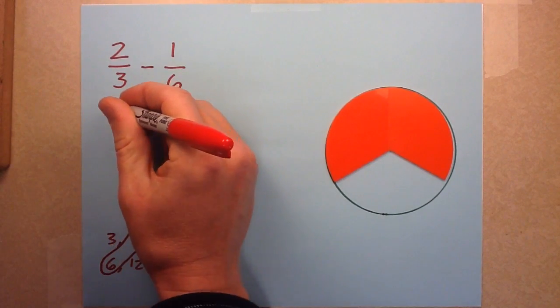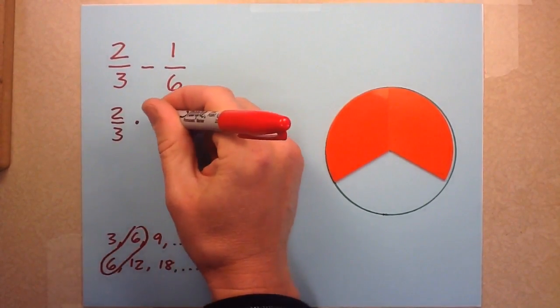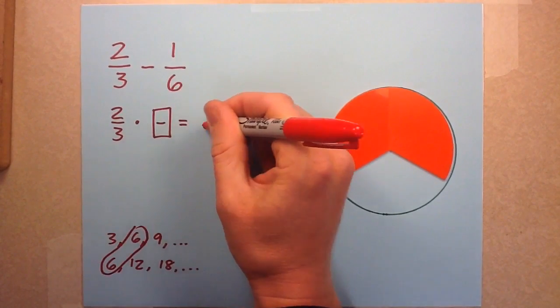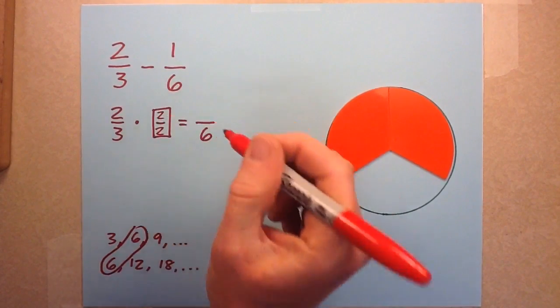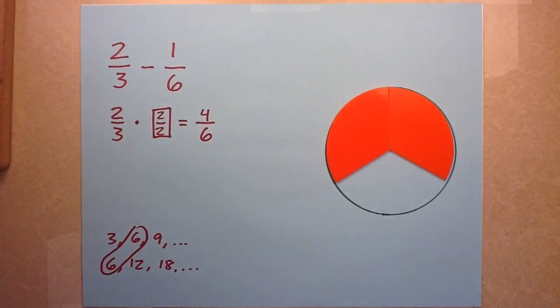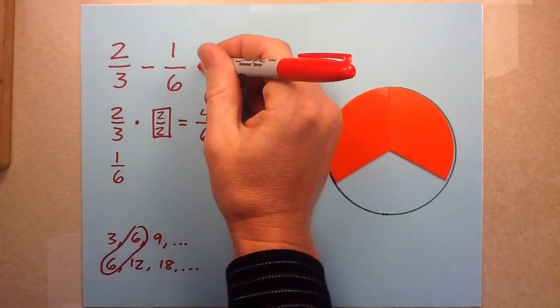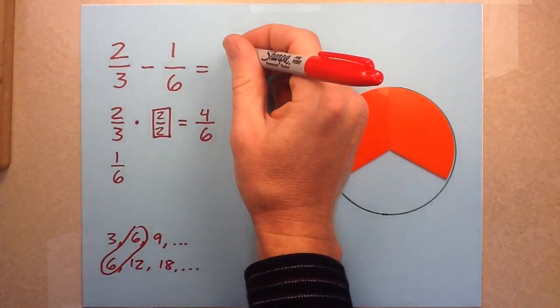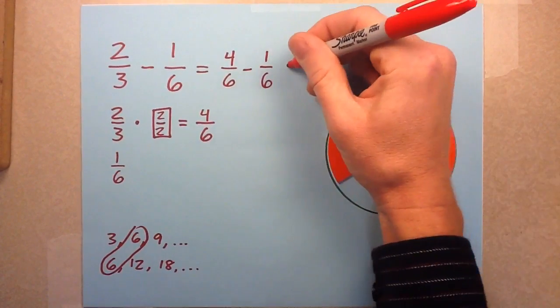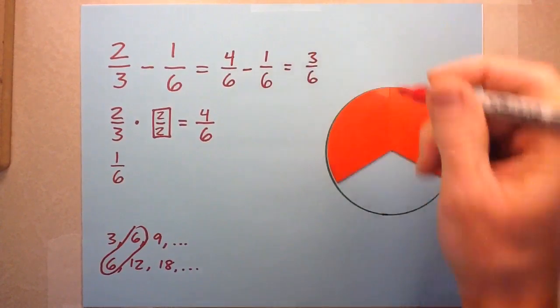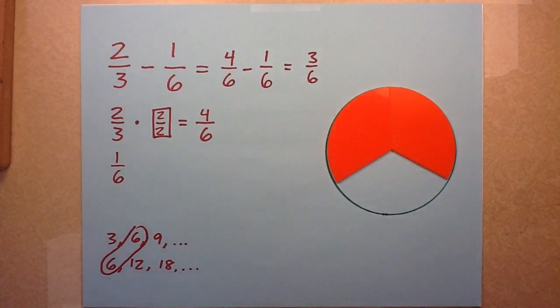So if I think about my fractions, I'm going to take 2/3 and multiply that by the giant 1. That gets me to 6ths, and I know that 3 times 2 equals 6, so I'll be taking 2 times 2 to change that into 4/6. Now look at the fraction 1/6. I really don't have to do anything with that because it's already written in sixths. So I can come back up here and rewrite my problem as 4/6 minus 1/6, and the answer is 3/6.